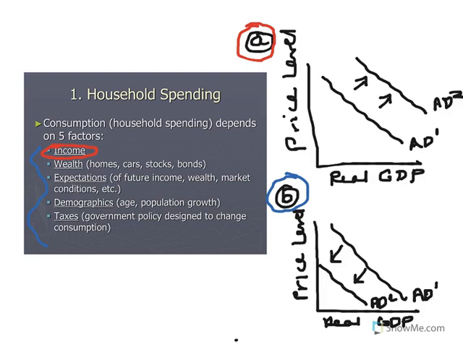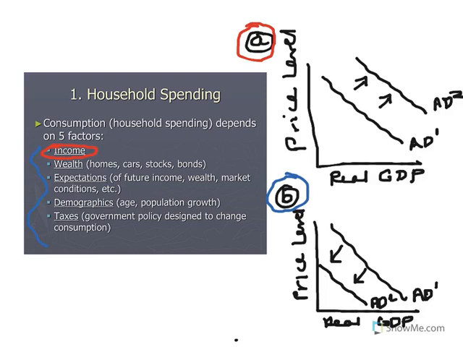So expectations, we know, are a major factor that influences how much households will actually spend. If we feel more favorable about the economy, favorable about our job, our income, we spend more. But if we don't feel very favorably about the economy, then we tend to spend less and save more.